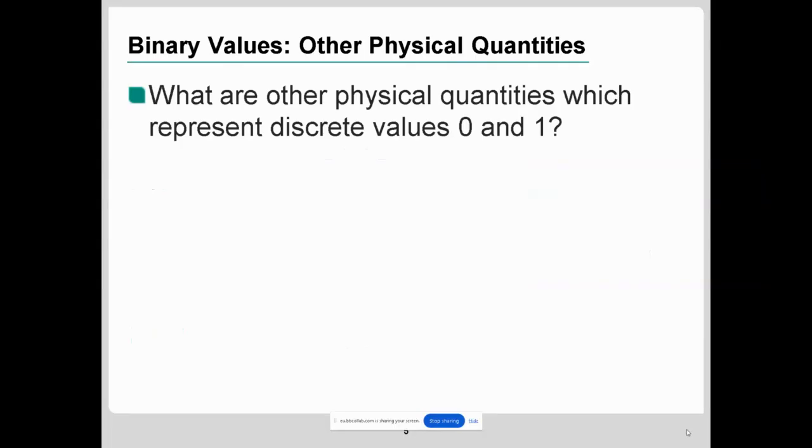Now, what are other physical quantities which represent 0 or 1? If we talk in terms of CPU, we can talk in terms of voltage. In the previous example, the voltage was 0 volt and 5 volt. 0 volt was representing a logical 0, and 5 volt was representing a logical 1. So the voltage can either be high or low, and we can represent the discrete quantities.